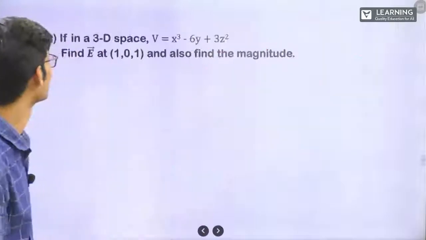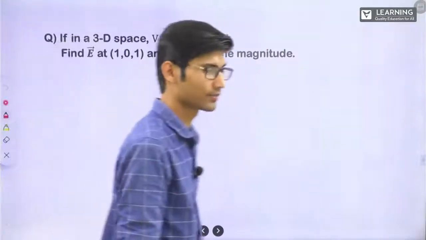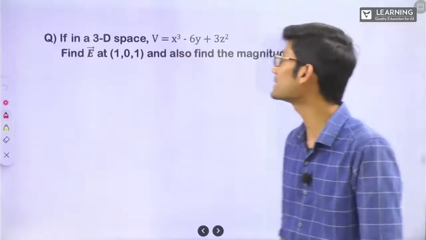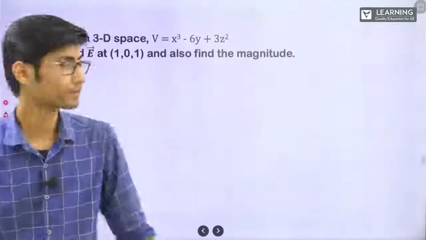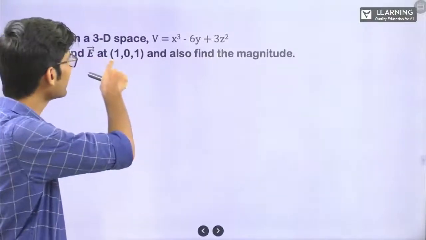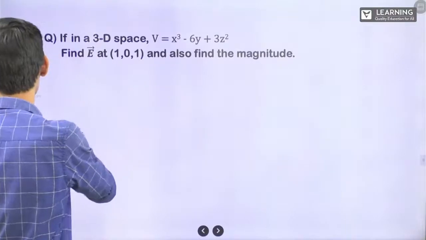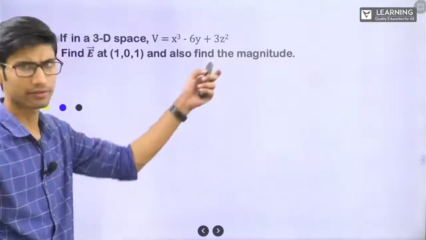Alright, next. In a 3D space, V is equal to x cube minus 6y plus 3z square. Find electric field at 1, 0, 1 and also find the magnitude of electric field only.